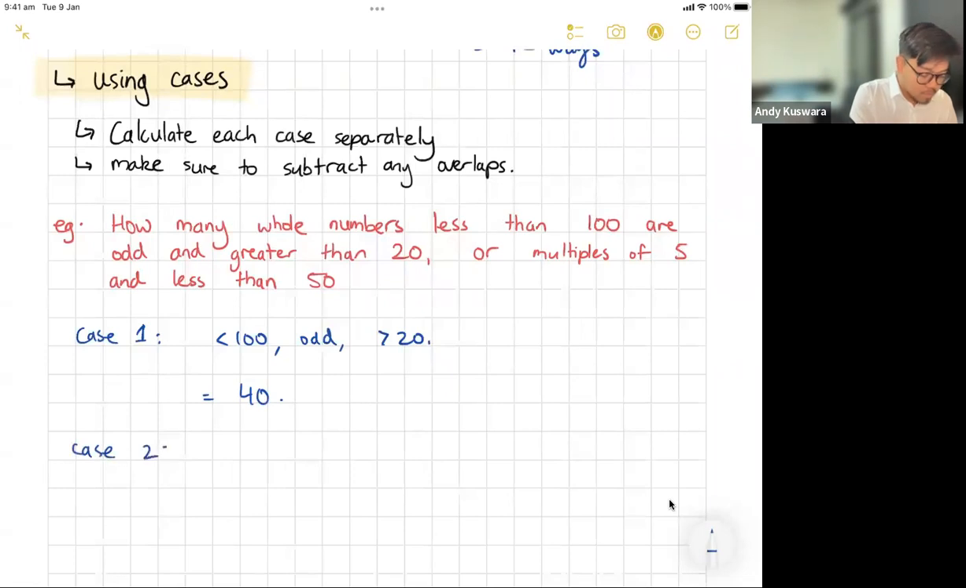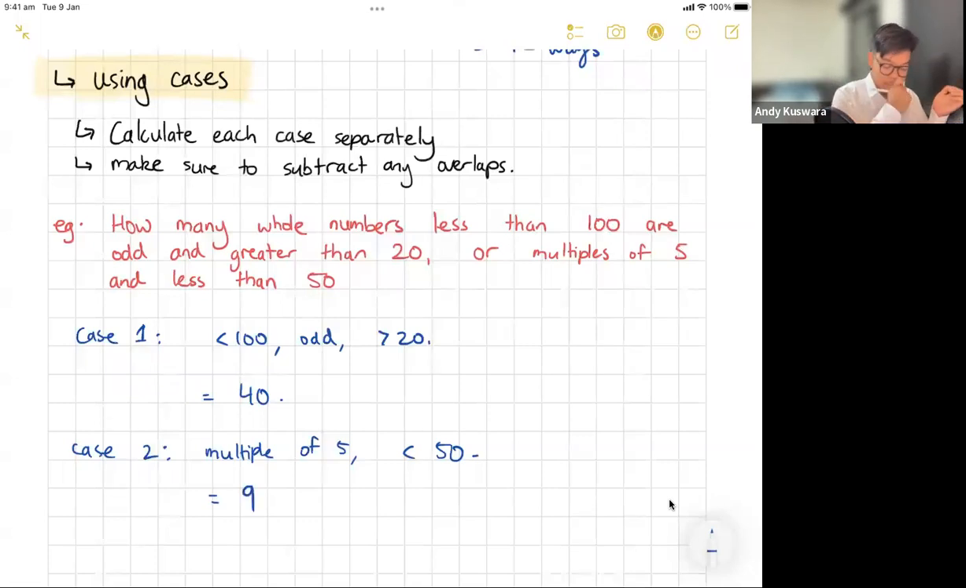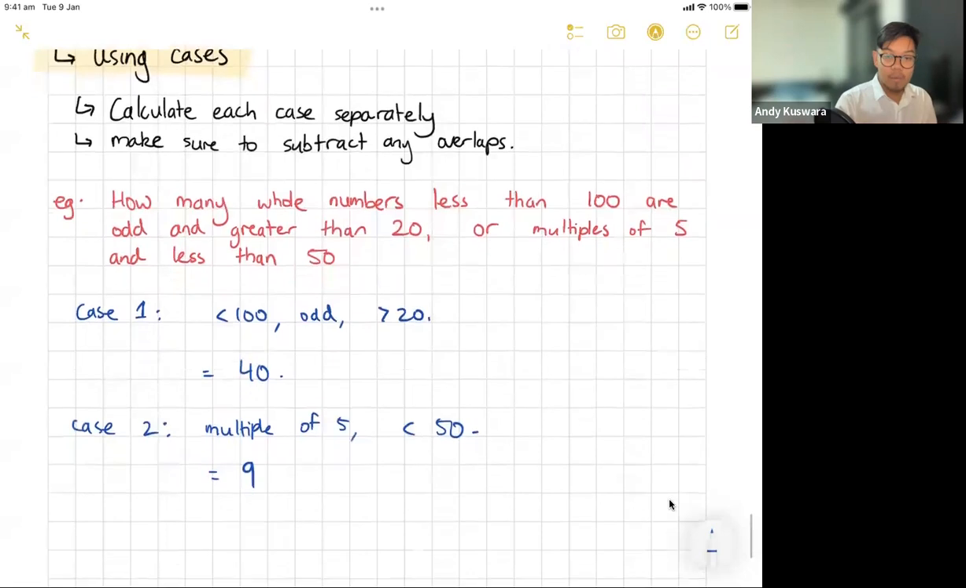Okay, case number 2, what we want is multiples of 5 less than 50. So in other words, here, there's 5, 10, 15, 20, 25, 30, 35, 40, 45. There's actually 9 of those. 50 doesn't count because 50 is not less than 50. Now, how many of these overlap?